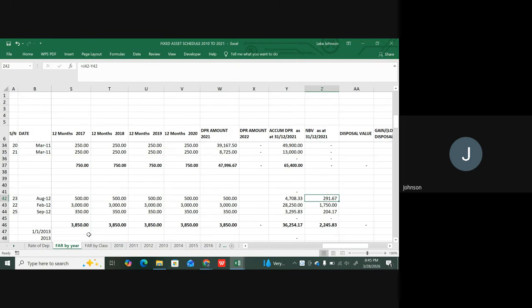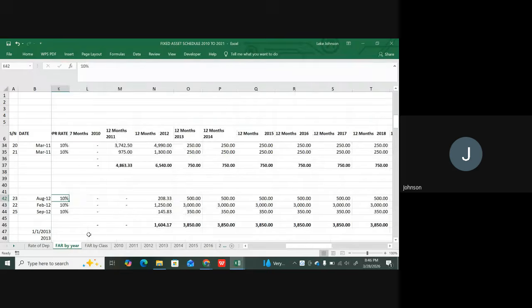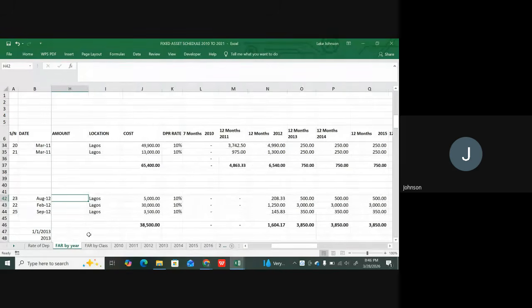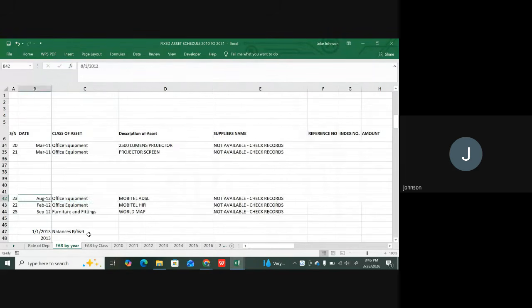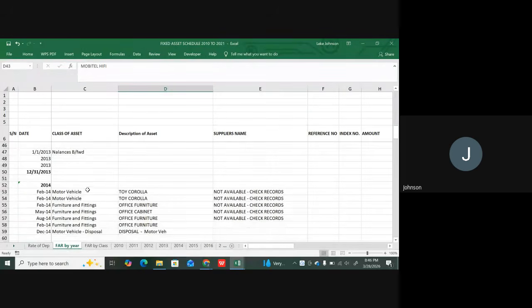So if you want to use something like this and create a fixed asset register for the company, you need to learn everything that was done here so that you can also just change it and all that. So that is that. At the end of the day, we can come down and check if there's another thing.